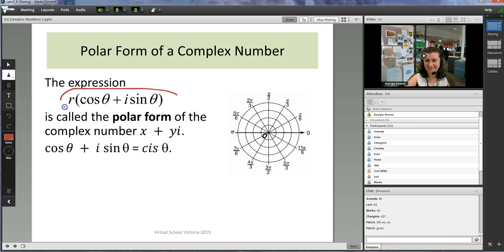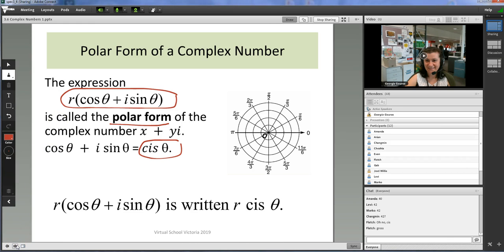This expression, written in longhand, but here it is in shorthand, is called the polar form of a complex number. So you can have a polar form or a rectangular or Cartesian form. And of course I've just reiterated that several times, so get used to looking at that.